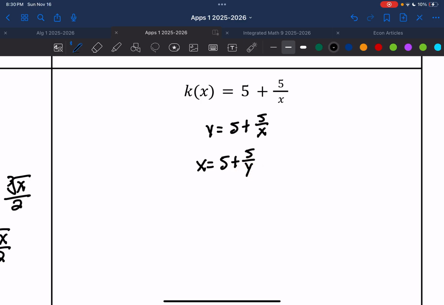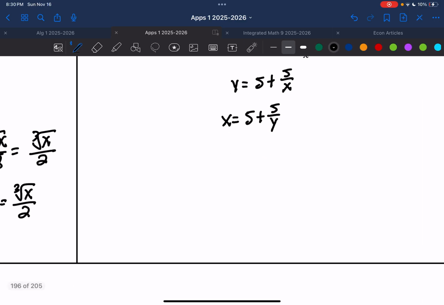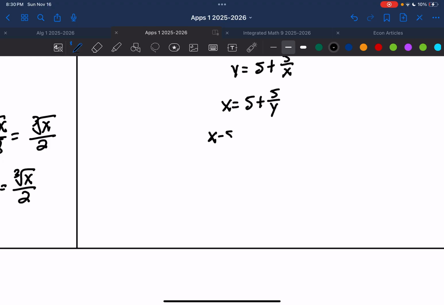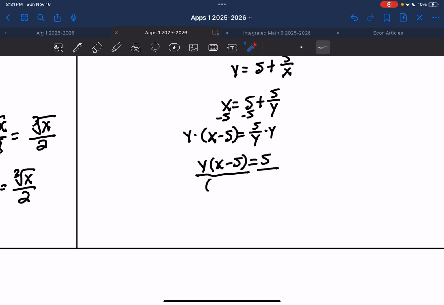So I think the easiest way to do this is we're going to subtract 5 from both sides. You get x minus 5 is equal to 5 over y, right? Subtracting 5. Now I'm going to multiply both sides by y to get y out of the denominator. So I now have y times x minus 5 is equal to 5. And now I'm just going to divide both sides by this whole expression here, x minus 5.